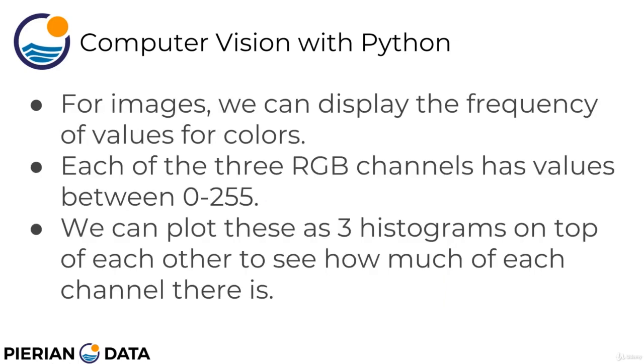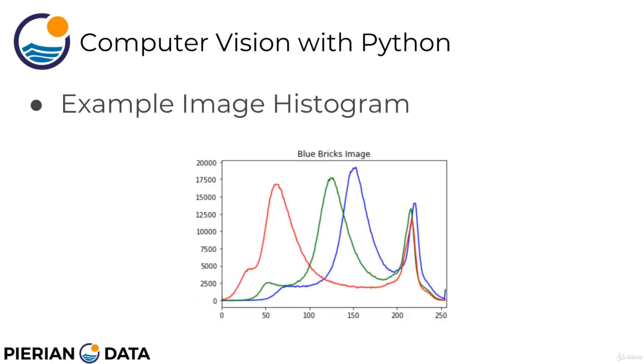Now for images, what we can do is display the frequency of values for colors. Each of the 3 red, green, and blue channels has values between 0 and 255. What we can do then is plot these as 3 histograms on top of each other to see how much of each actual color channel there is in an actual image. So here's an example histogram.